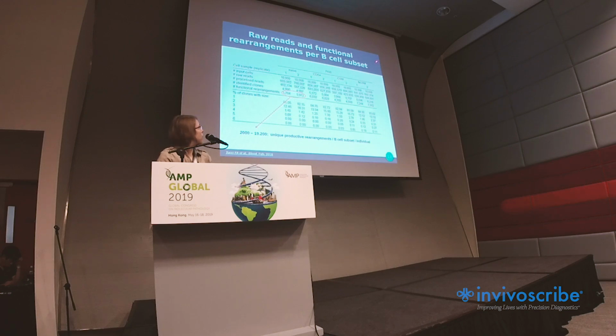Here you can see some numbers for our reads in the patients. This is patient 30. We have 10,000 cells in each subset, and we got between 600,000 and 800,000 reads from these cells. After quality control, we had between 400,000 and 600,000 reads. From those, in this case, we find between 3,000 and 6,000 different clones. We also checked how many functional rearrangements we have, and in this case it was between 4,000 and 6,000. In other cases, we had between 2,000 and 19,000 productive rearrangements.